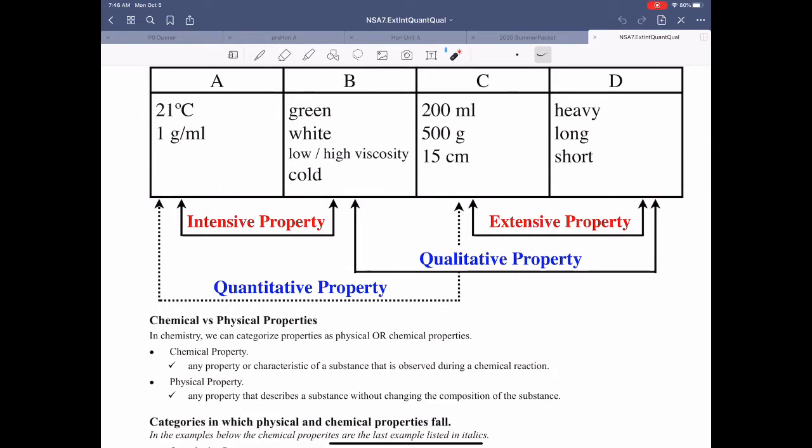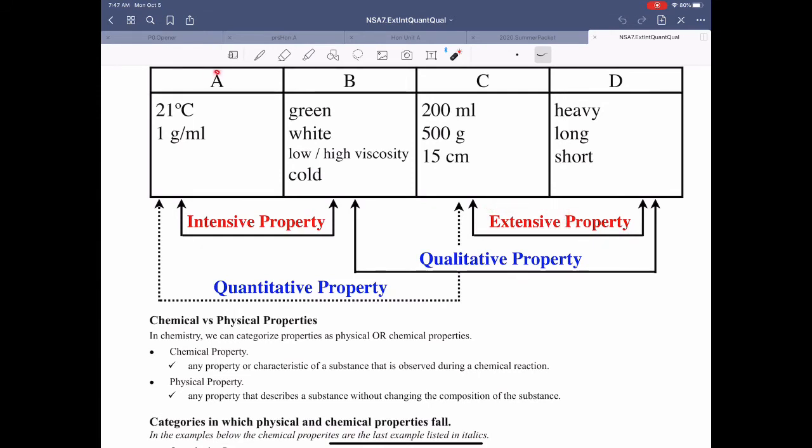Now, what's maybe not quite as obvious is that columns C and D have something in common, in that those properties will vary, how heavy something is, how many mils of water we had, when you vary the quantity of the material. Thus, we call that an extensive physical property.